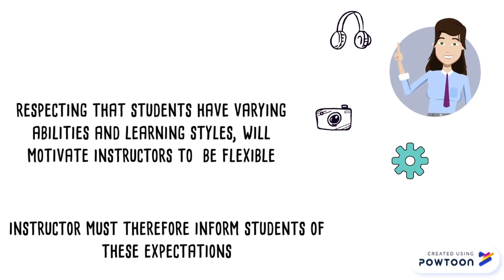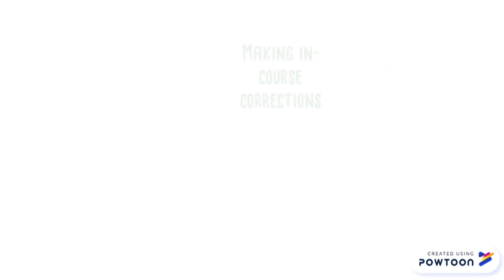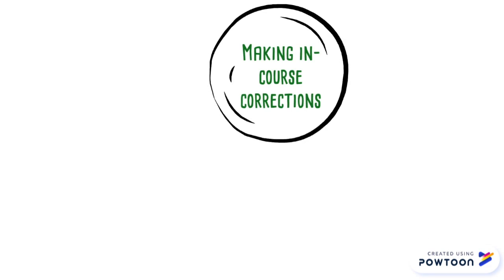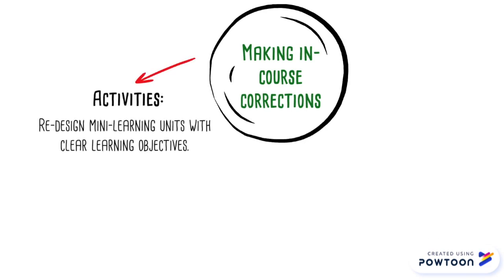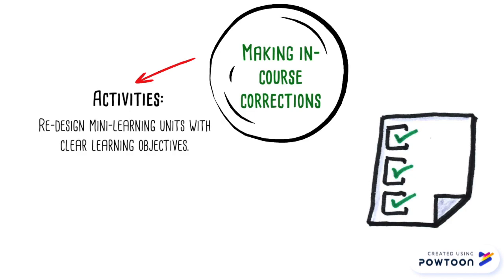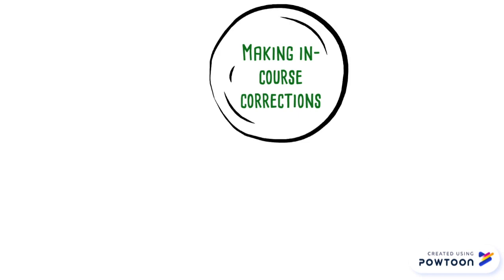The next thing we'll focus on is how to make in-course corrections. During the activities, the course materials can be redesigned as mini learning units with clear learning objectives. This will encourage the students to pace themselves more effectively while they explore a topic and connect prior and new knowledge. This learner strategy prevents discouragement by making the learning more manageable.